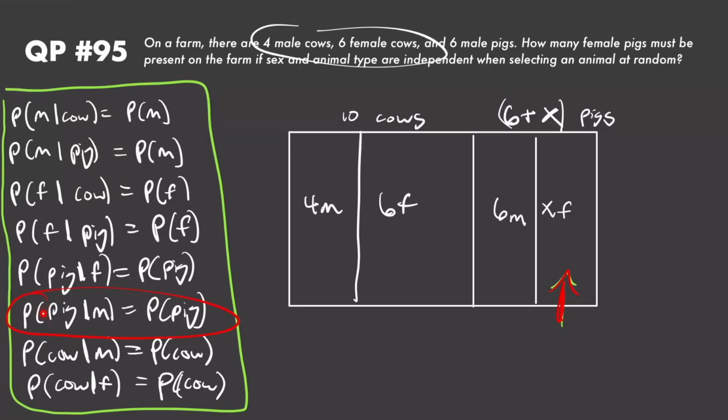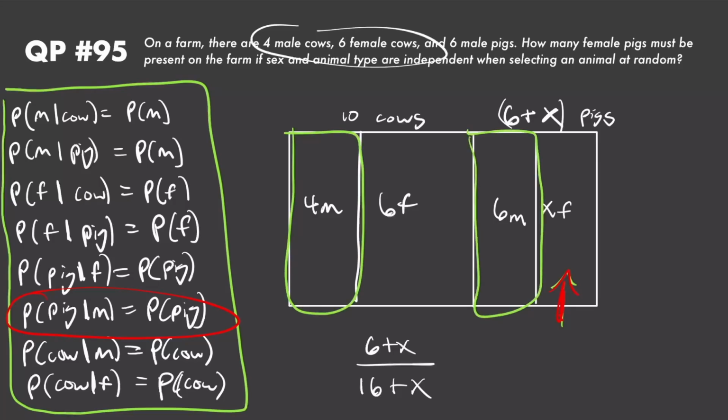So this equation says that when two events are independent, the probability that you're a pig, given that you're a male, is equal to the probability that you are a pig. So what's the overall probability that we are a pig? Well, there are going to be 6 plus X total pigs, and there are going to be 6 plus X plus 10 total animals because of the 10 cows, which gives us 16 plus X. Now the probability that we are a pig, given that we are a male: first we restrict ourselves to only the males. There are 10 total males, and how many of them are pigs? Well, it's just 6 of them, so this is equal to 6 over 10.